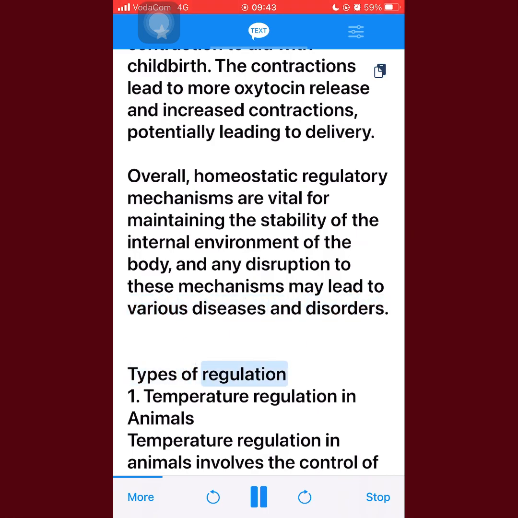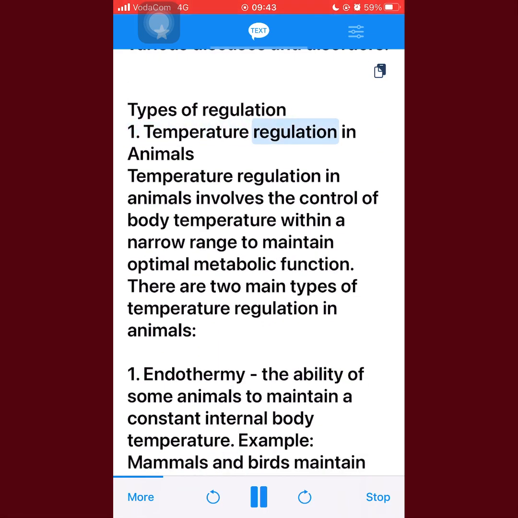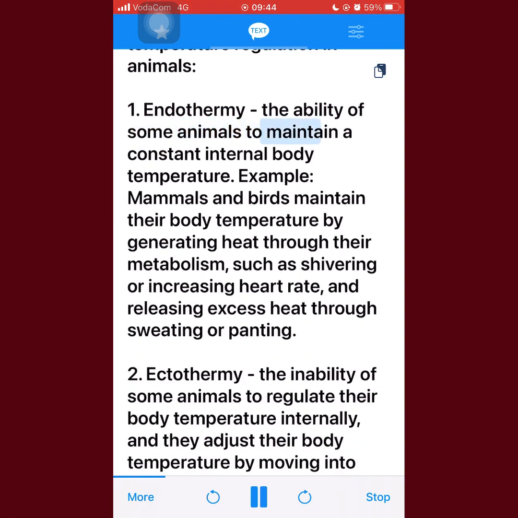Types of regulation. 1. Temperature regulation in animals. Temperature regulation in animals involves the control of body temperature within a narrow range to maintain optimal metabolic function. There are two main types of temperature regulation in animals. 1. Endothermy, the ability of some animals to maintain a constant internal body temperature.